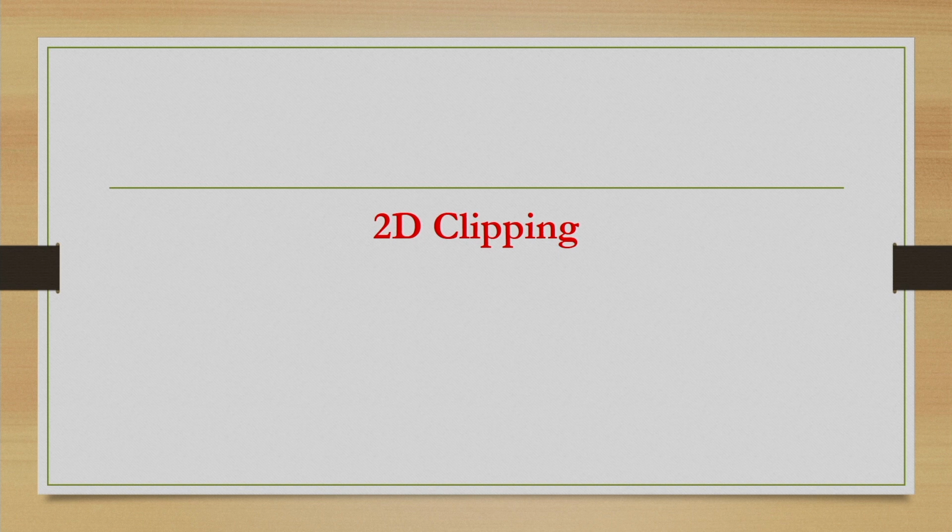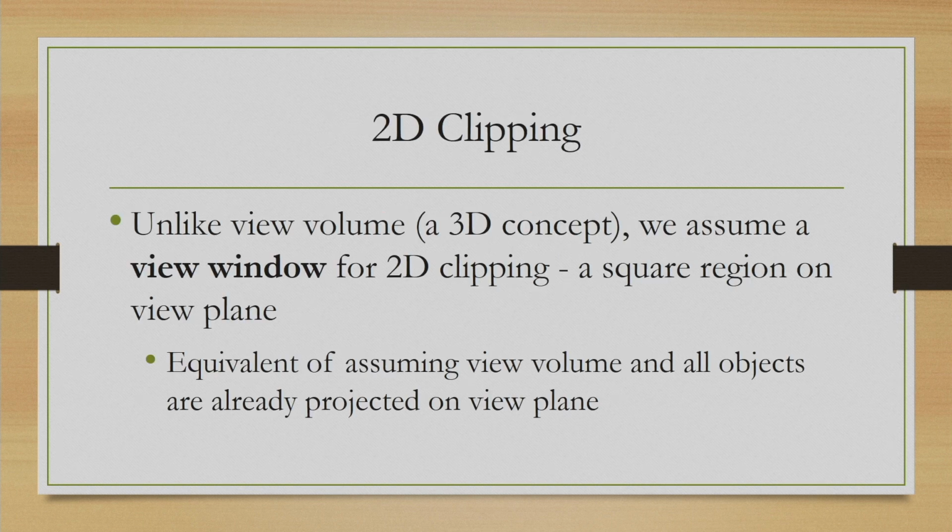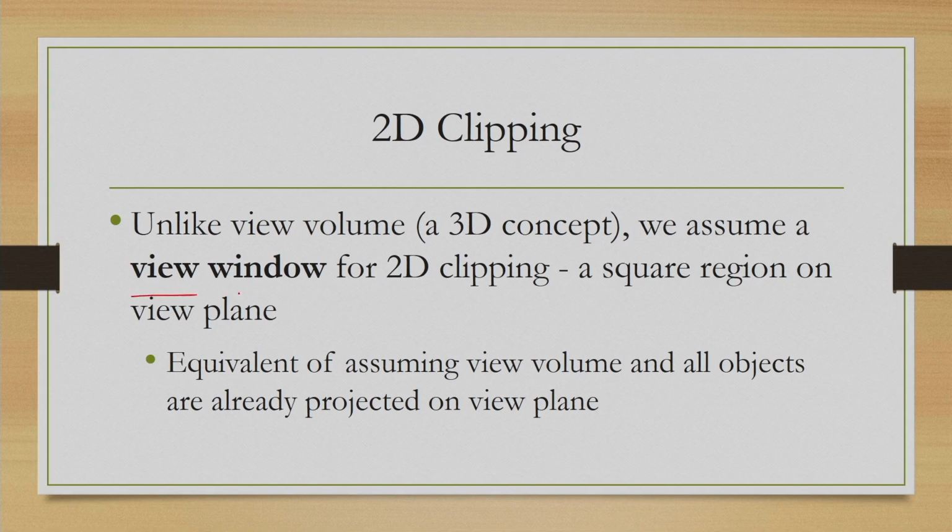So, let us see what are the algorithms that we can use to perform 2D clipping. Now, since we are discussing 2D clipping, we have to restrict ourselves to the 2D concepts. The view volume that we mentioned earlier is a 3D concept, but that is not relevant in 2D. So, instead of view volume, we now use the concept of view window, which is a square region on the view plane.